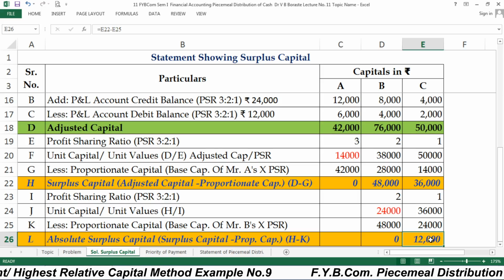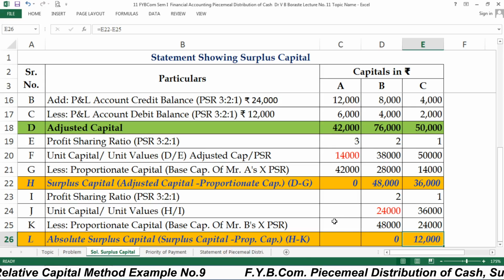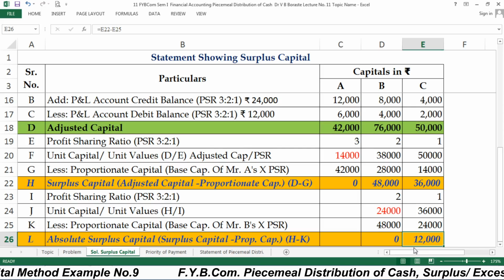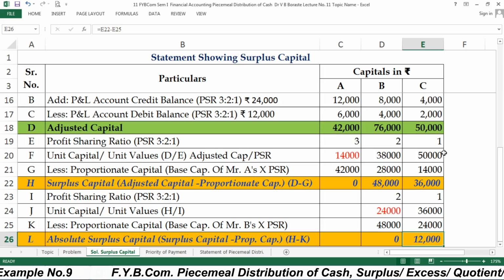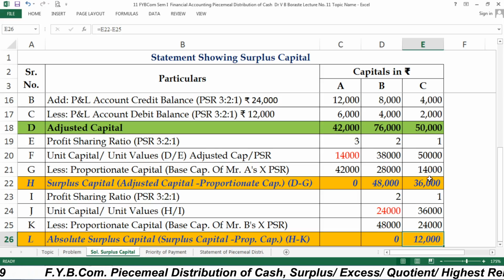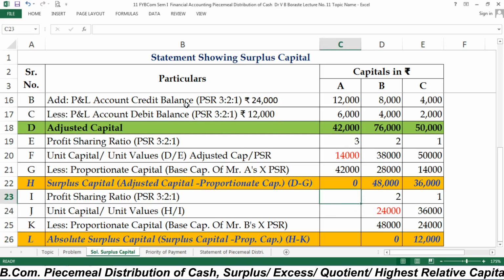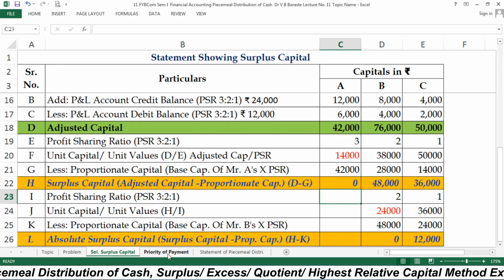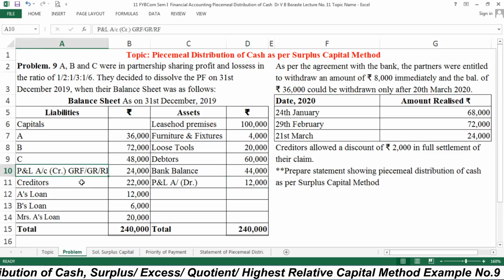That means here we got a surplus, that is absolute surplus of Mr. C. Whenever we pay the amount to the partners, at that time Mr. C will get 12,000 firstly. After that, Mr. B will get 48,000 and Mr. C will get 36,000 again. But here, after getting 12,000 in the earlier step, Mr. C will get 12,000 less, that is 24,000. So this is a very simple statement showing surplus capital. After getting the surplus capital, we have to prepare a priority of payment, and priority of payment is based on the liability side, whatever it may be.